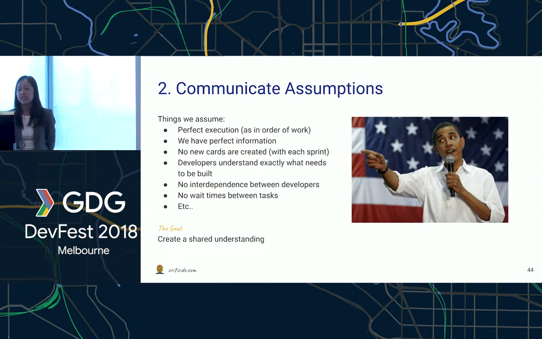Secondly, we need to communicate those assumptions. Earlier I mentioned we make a lot of assumptions when doing estimates, and making assumptions isn't necessarily a bad thing, but we need to make sure we communicate them effectively so that everybody is on the same page, since they do influence our estimates after all.